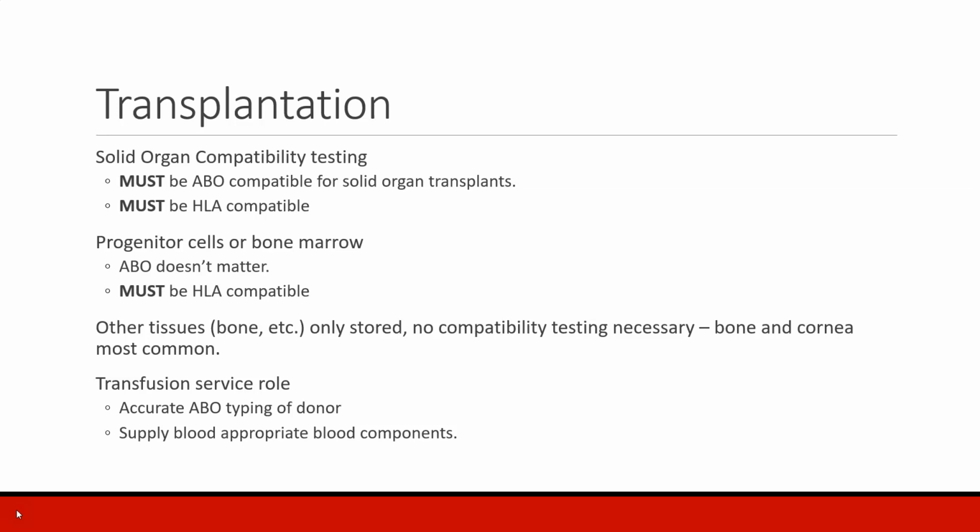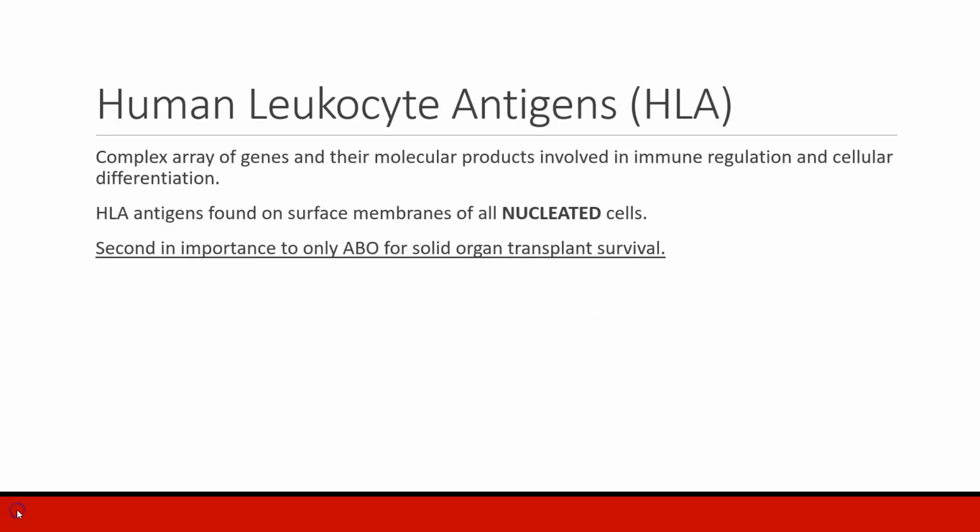The transfusion service role is accurate ABO typing of the potential donor and supply blood and appropriate blood components to the patient. So we're going to bring immunology back to the front of your brain. Human leukocyte antigens, we talked about those, and you may want to review that section in your textbook as well.